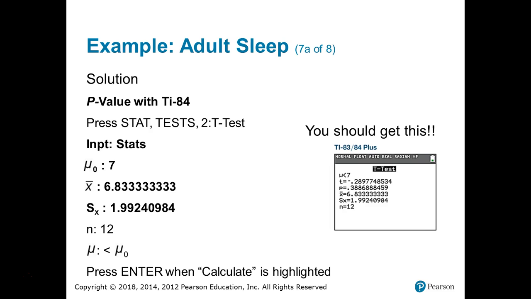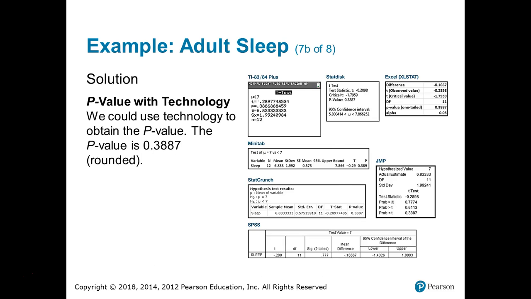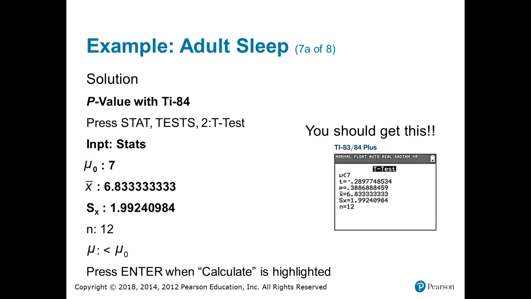You can also get this using your calculator. So how to get the p-value with the TI-84: press stat, go over to tests, hit 2 or hit the down arrow to 2, and then hit enter for t-test. And then for your input, you're going to do stats. Mu naught is 7, x bar is 6.833 repeating, sample standard deviation is 1.99240984, n equals 12, and our comparison is going to be that we are looking for it to be less than the parameter given of 7.